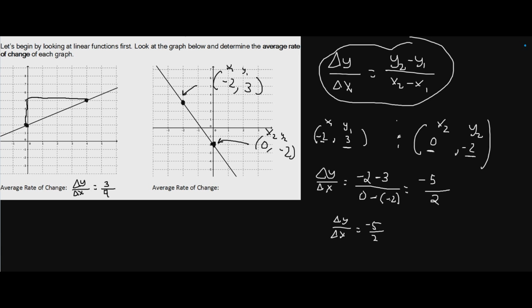And that makes sense because this line has a negative slope. And now let's verify it. I go down 5, 1, 2, 3, 4, 5, and then I go over 2, 1, 2. There it is, my friends. So my average rate of change is going to be -5 over 2. All right, pretty cool, and that's pretty much it.